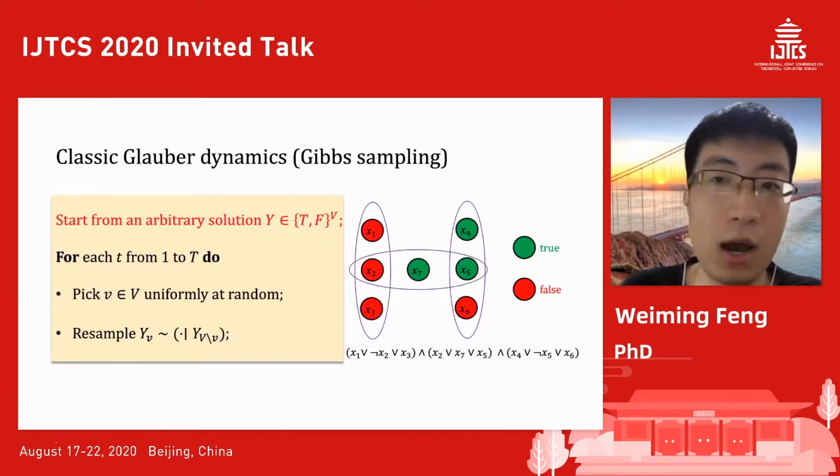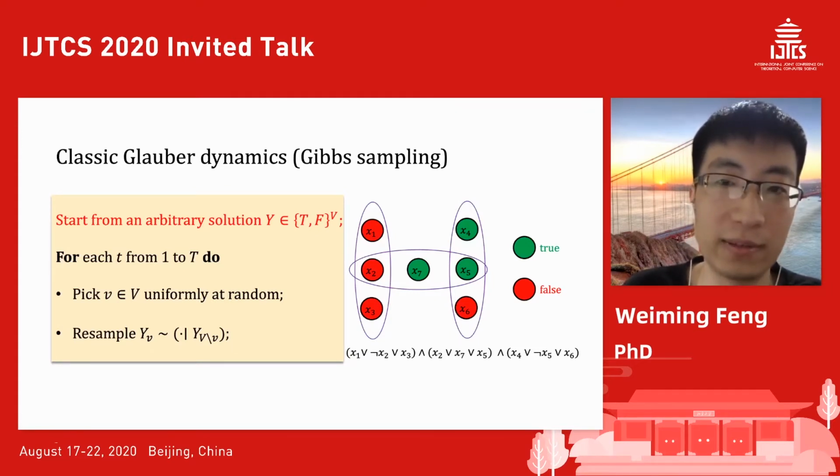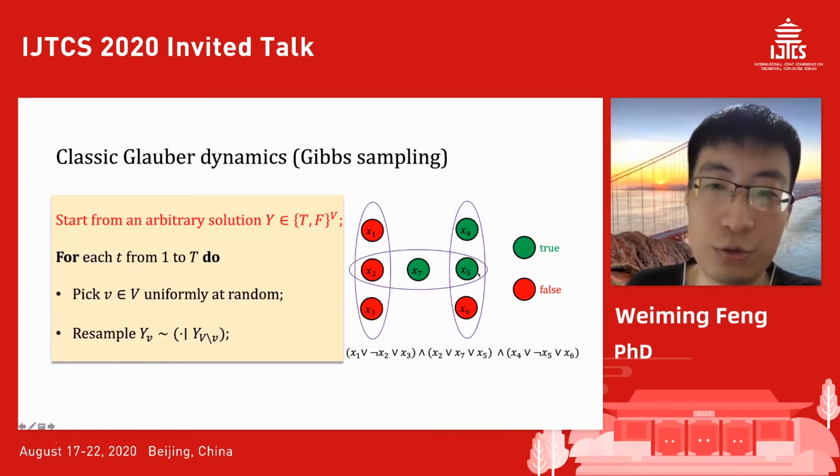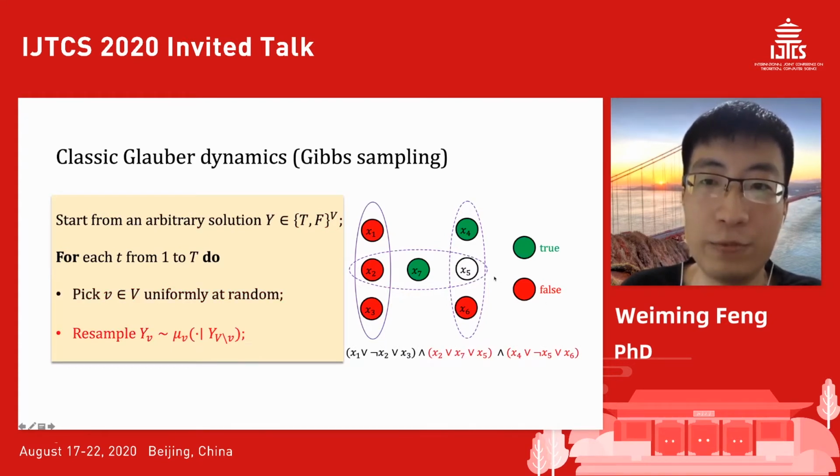Before describing our approach, let me explain why the traditional approach fails in solving CNF problems. Perhaps the most well-known Markov chain Monte Carlo algorithm is the global dynamics, which is also known as Gibbs sampling. The algorithm starts from an arbitrary satisfying solution, then randomly updates the solution in t steps. In each step, the algorithm picks a variable uniformly at random, then resamples its value conditioning on the assignment of other variables.